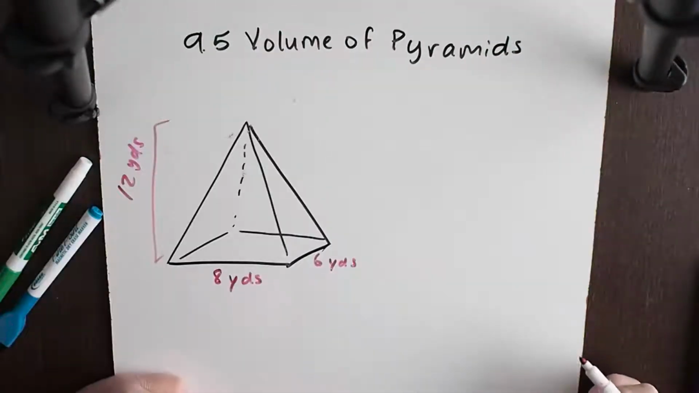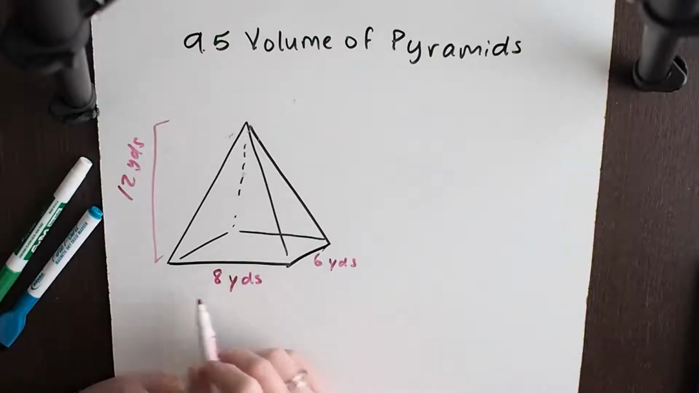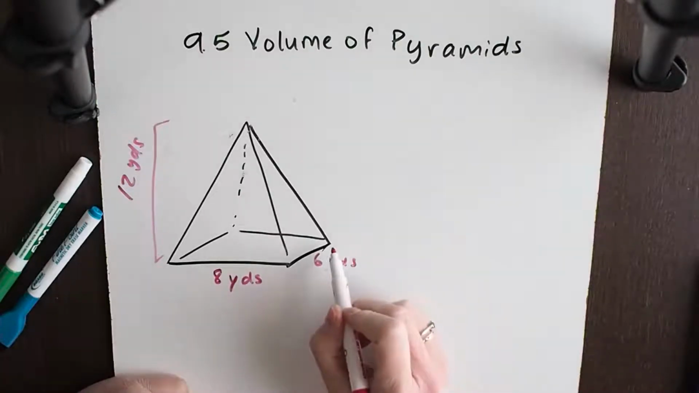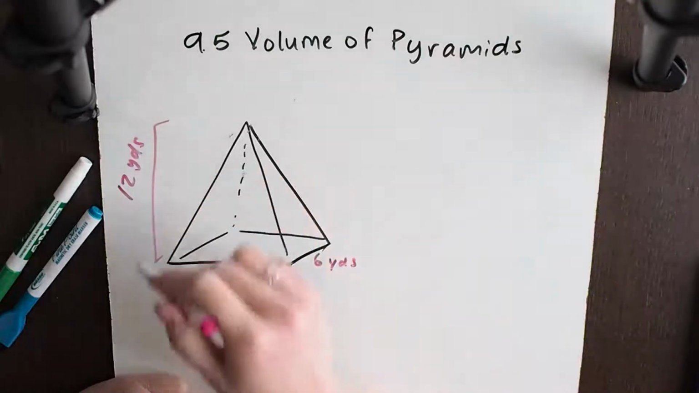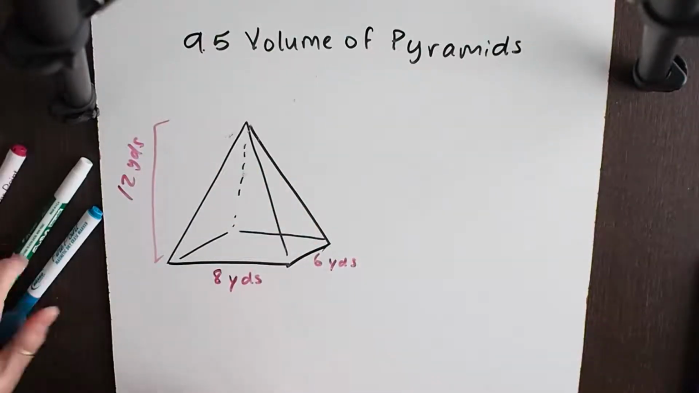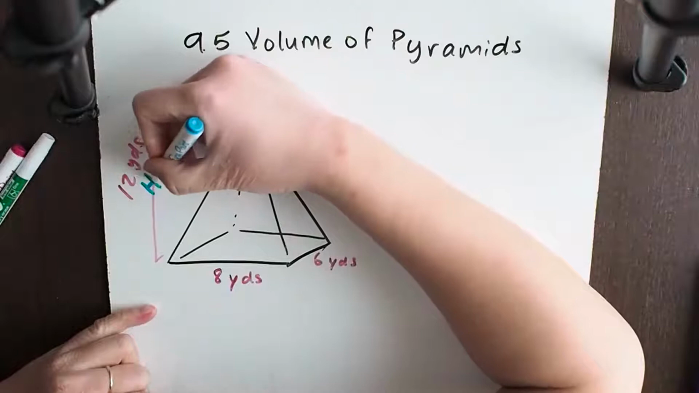The first example we're going to use has a rectangular base. We see that the base is a rectangle with a length of 8 yards and a width of 6 yards. The total height, or big H, is 12 yards. We're just going to go ahead and label that big H now.